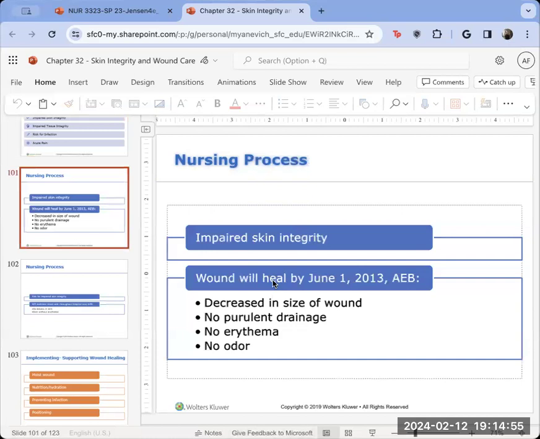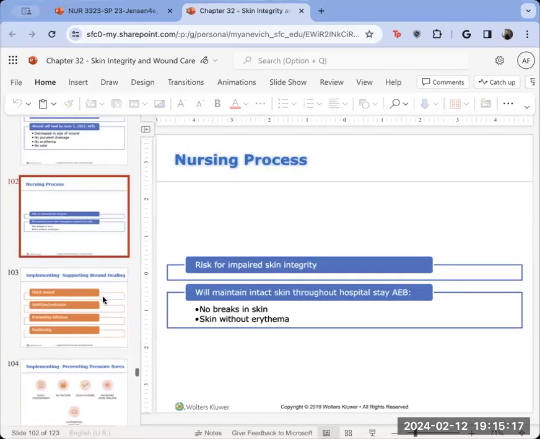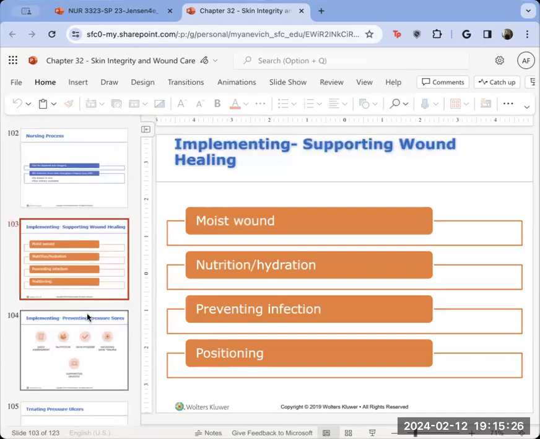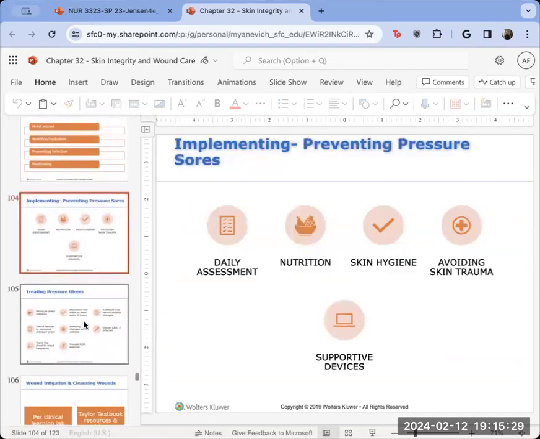So using that nursing process, when we're making goals, say our nursing diagnosis was impaired skin integrity, our goal would be: the wound will heal by June 1st, 2024, or it decreases in size from 5 centimeters to 2 centimeters by such and such time. So this is just telling you how to use the nursing process in terms of a nursing diagnosis. Okay, you get the idea.